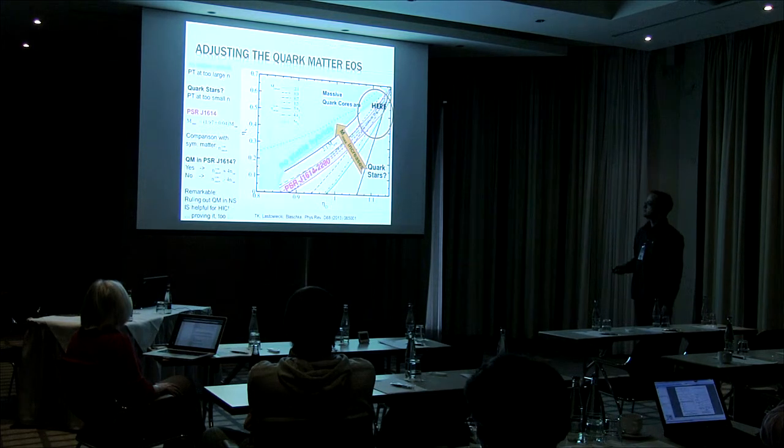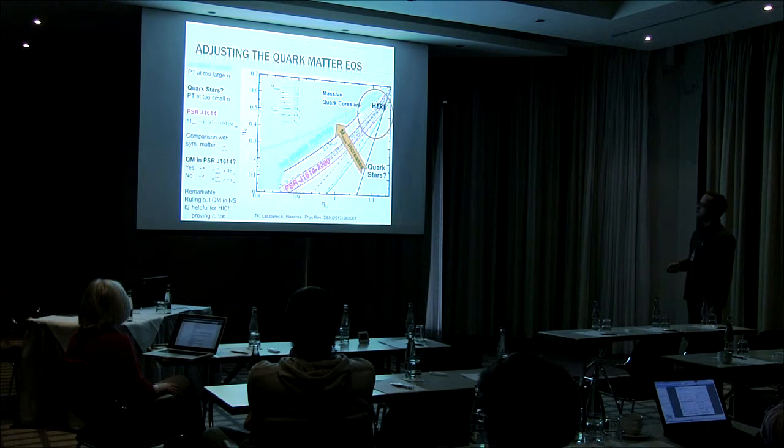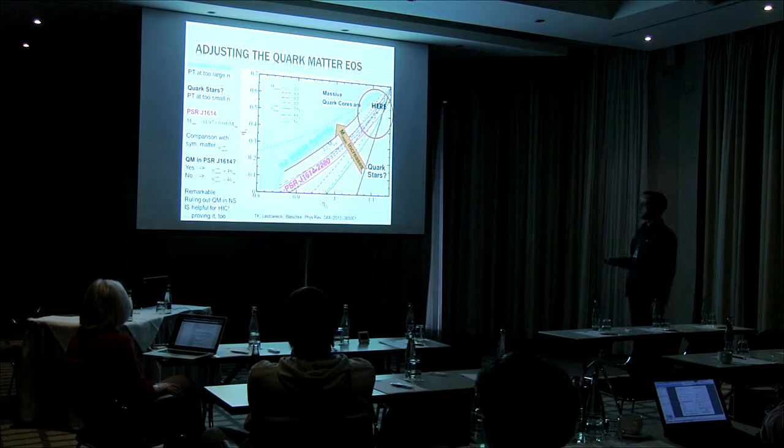So it's quite remarkable. You can rule out quark matter in neutron stars. Even if you rule it out, even if you say there is none, which would be this case here, this upper line, it would be helpful for heavy ion collisions, because then you know that the transition density probably is even beyond that. It's rather 4.5 or 5 times saturation density. So it's indirect. It's not obvious, but it's nice.